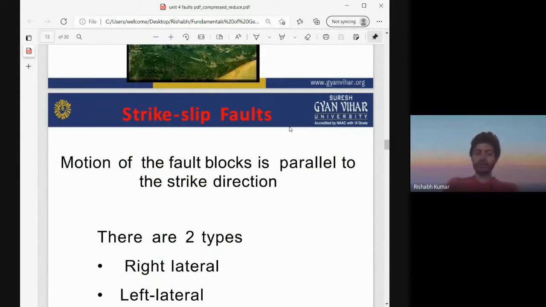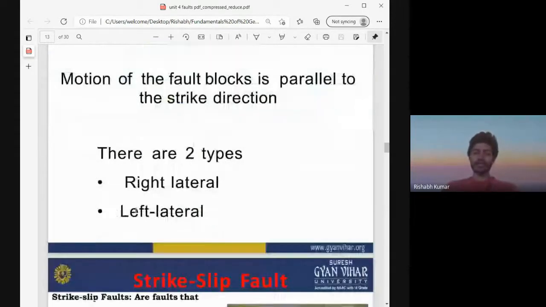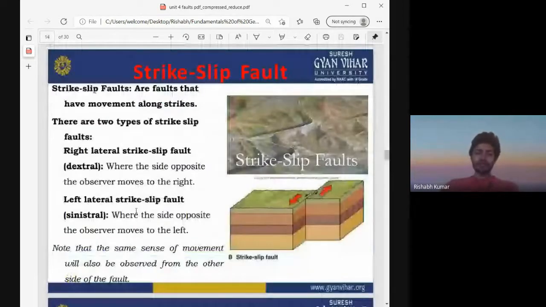There are two types of strike slip fault. One is right lateral, another one is left lateral, right? So your strike slip faults are the faults that have movement along strikes. One is right lateral strike slip fault. It is also known as dextral, where the side opposite the observer moves to the right. Right.